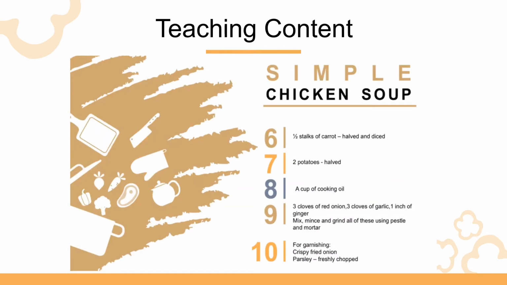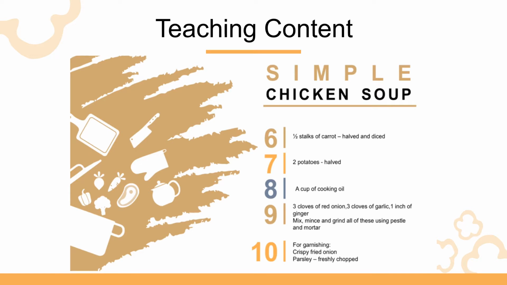And then half a stalk of carrot, which will be halved and diced, and then 2 potatoes, which will be halved, and a cup of cooking oil. And as for the other ingredients, you will need 3 cloves of red onion, 3 cloves of garlic, and 1 inch of ginger. Mix all of these ingredients and, using a pestle and mortar, grind and mince the ingredients. And then as for garnishing, you will need crispy fried onion and parsley.